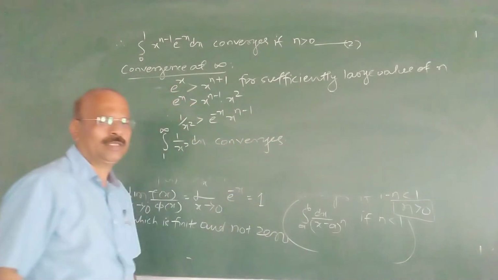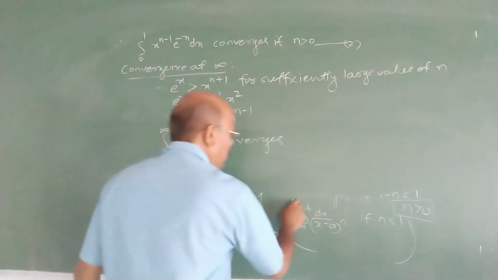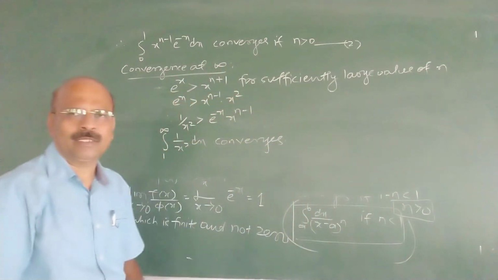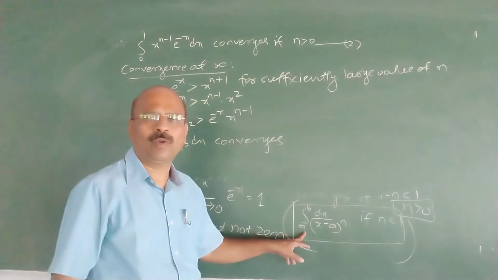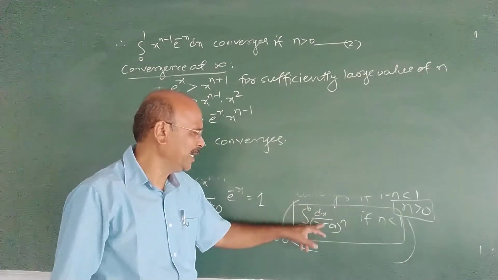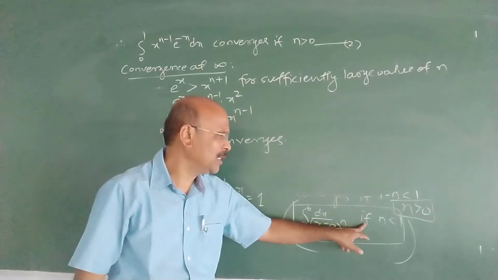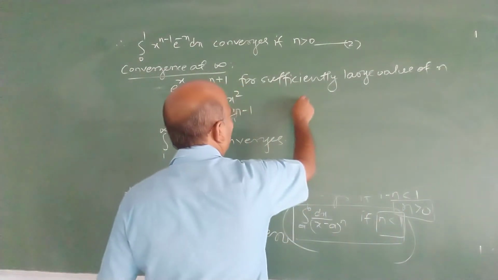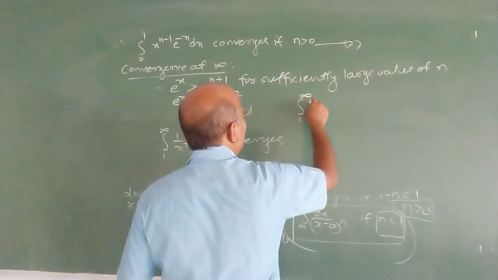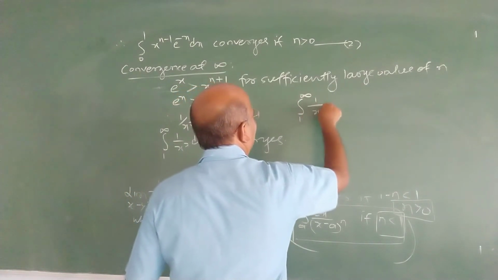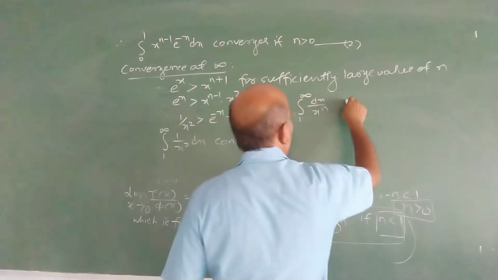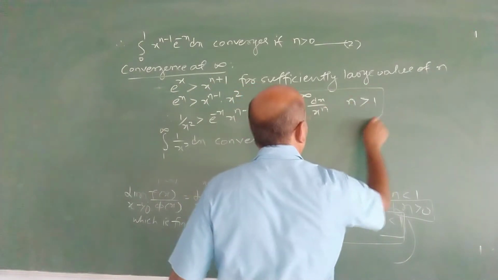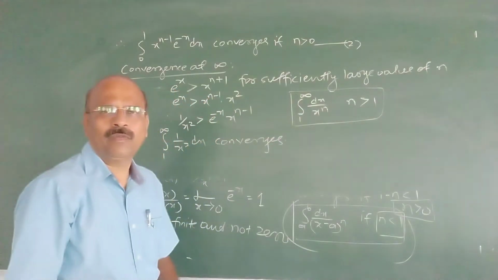Why does it converge? Because we have two standard integrals for comparison. This is for the second type of improper integrals: integral from a to b of dx by (x minus a) raised to n converges if n is less than 1. At the same time, we have one more integral, 1 to infinity of 1 upon x raised to n dx, which converges if n is greater than 1. You have to remember all these results. Very important there.